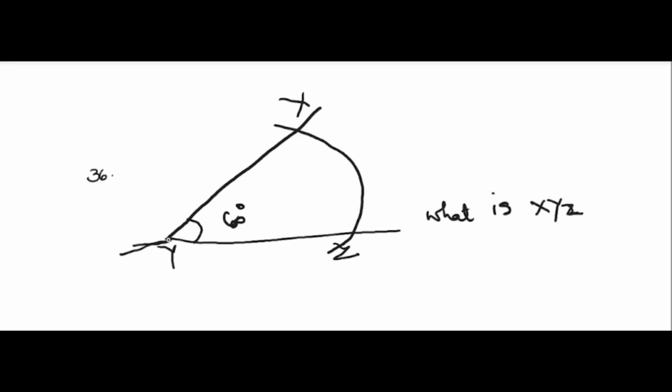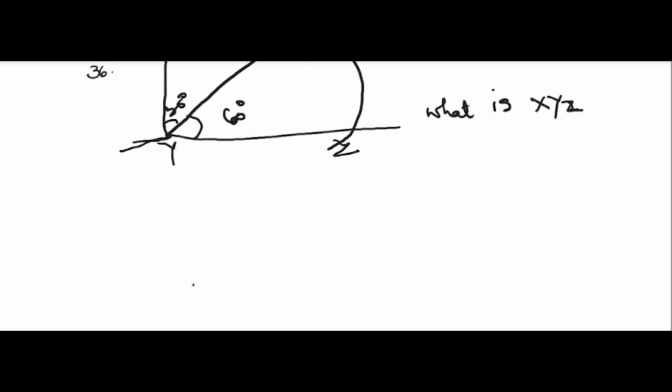Here I have 90. So you see this is bigger than this. That means this is 30. Why this is 60 degrees. So moving to the next question, question number 37.